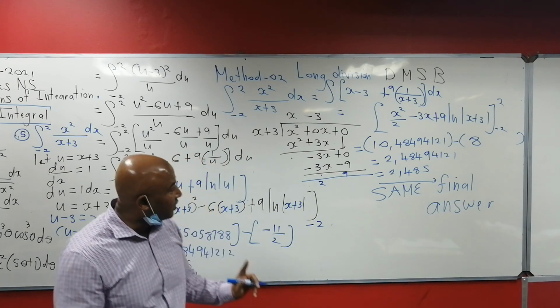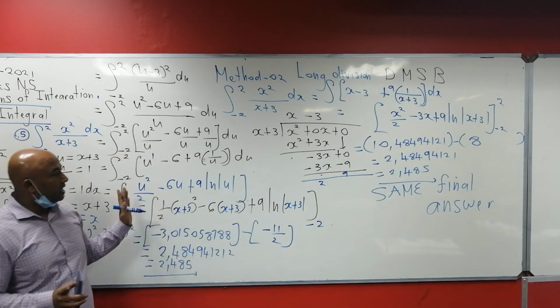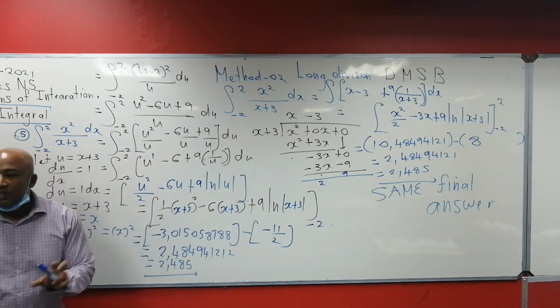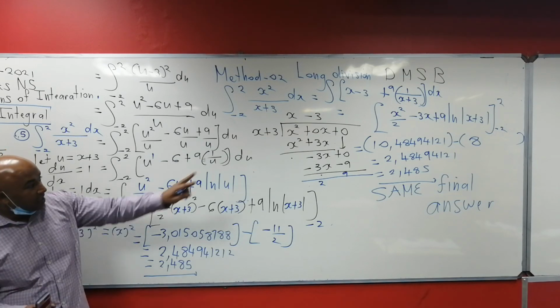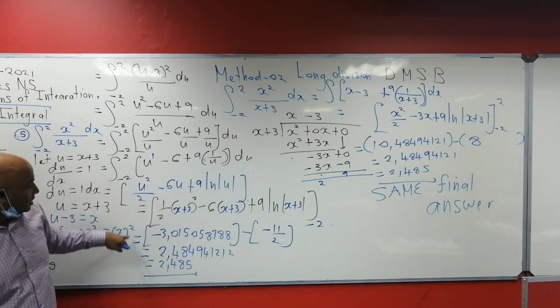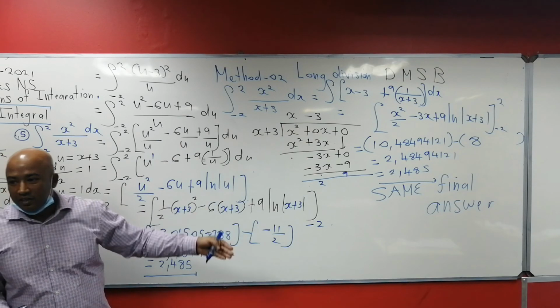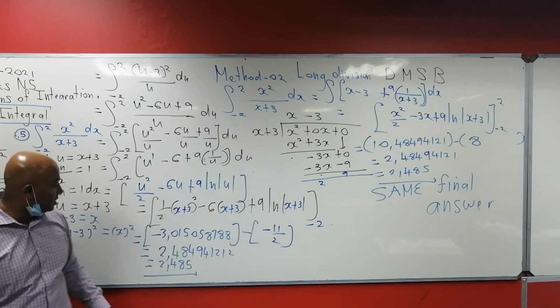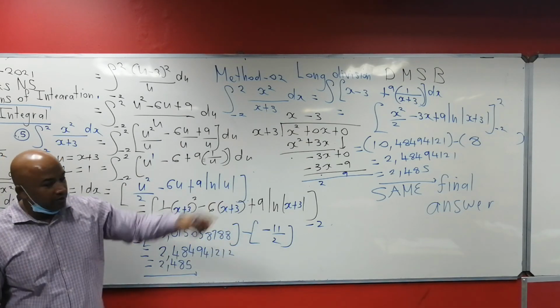Remember, I was always telling you that when we did these two techniques, the answers do not look the same. There's an extra constant when you do this method here. But when you're substituting values, it must be the same. There's a check. 2.485, 2.485.